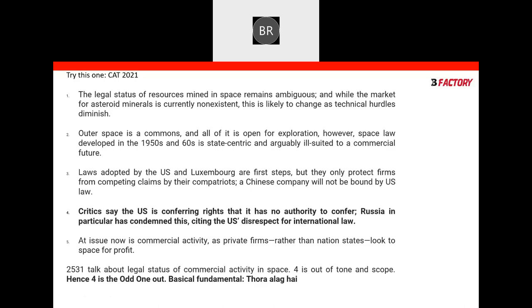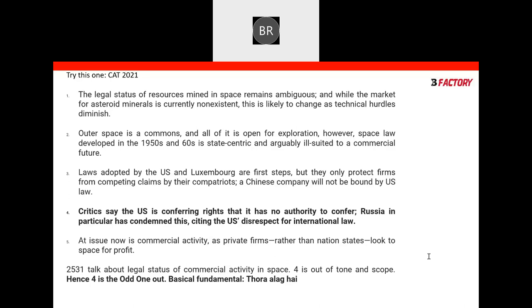Samajh mein aa rahi hai baat? 4th aur first mein aap dekho, to 2, 5 aur 3 to bahut ye link samajh mein aa raha hai. They are all talking about commercial activity mein state versus private ka confusion. Theek hai? Now 1 aur 4 ko dhyan se dekhte hain. Theek hai? 1 versus 4 is where some people get confused in this particular question. Look at 4.